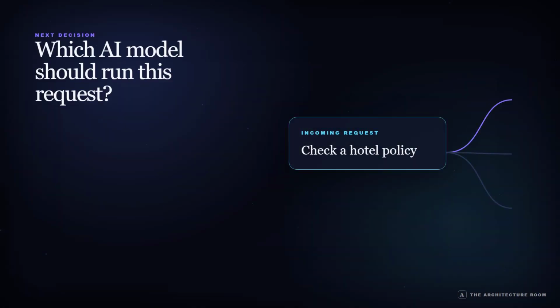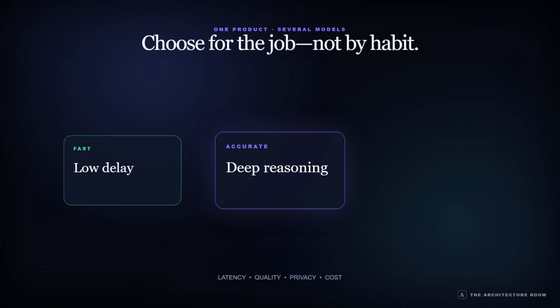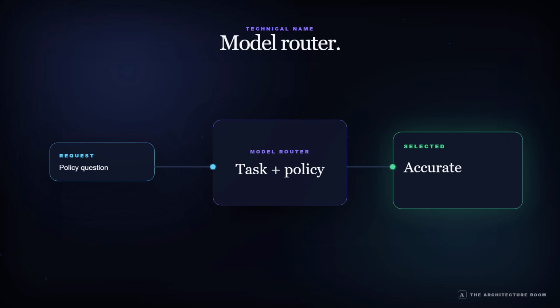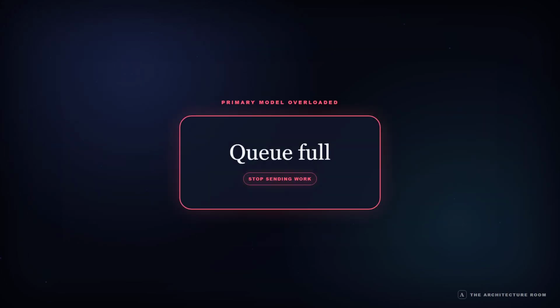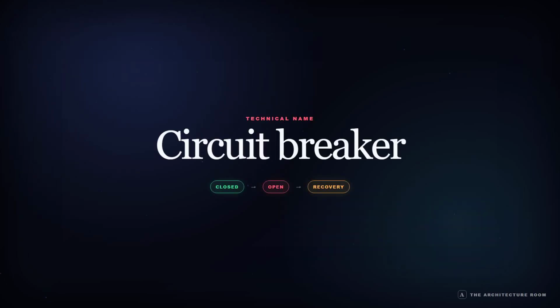Now the request must choose an AI model. A real product may use several models. One may be fast, one may be more accurate, one may run privately for sensitive information. A traffic controller chooses the best model for this request. Engineers call it a model router. If one model becomes overloaded, a safety switch stops sending new work to it and moves the request to another model. That safety switch is called a circuit breaker.